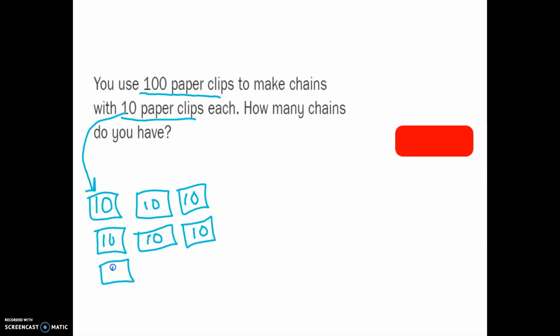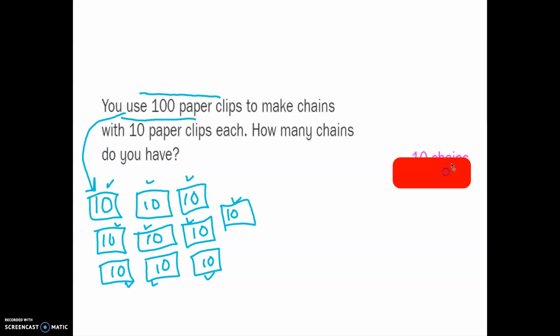60, 70, 80, 90, 100. So each chain or box has 10 paper clips. So how many chains do I have? I have 1, 2, 3, 4, 5, 6, 7, 8, 9, 10. So I can make 10 chains. All right. Erase it.